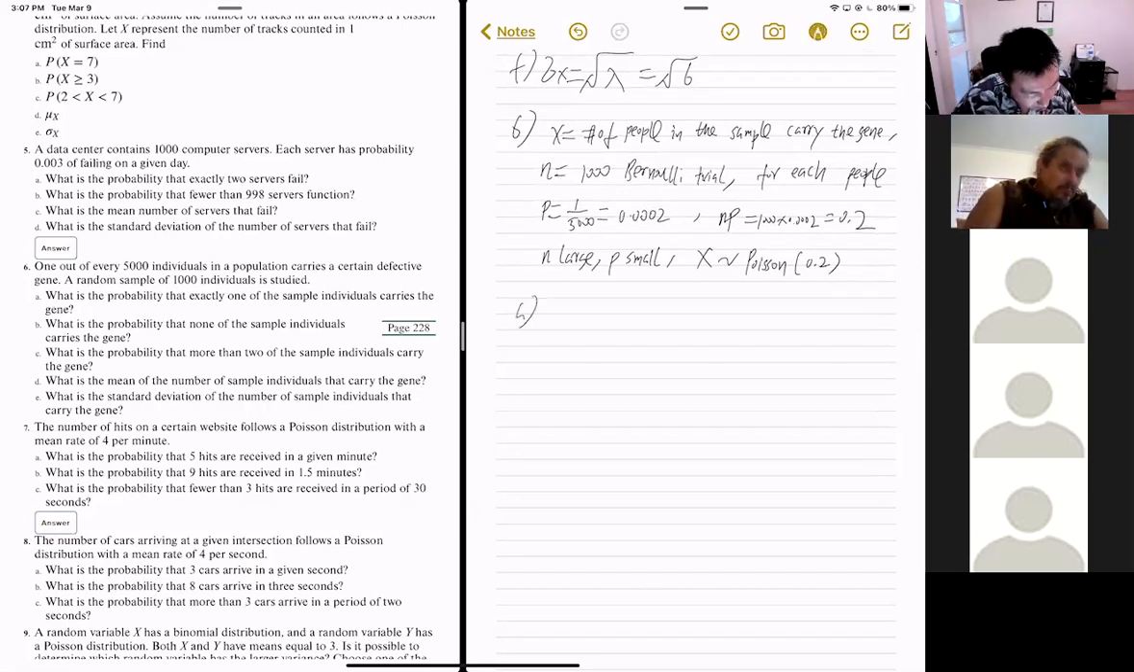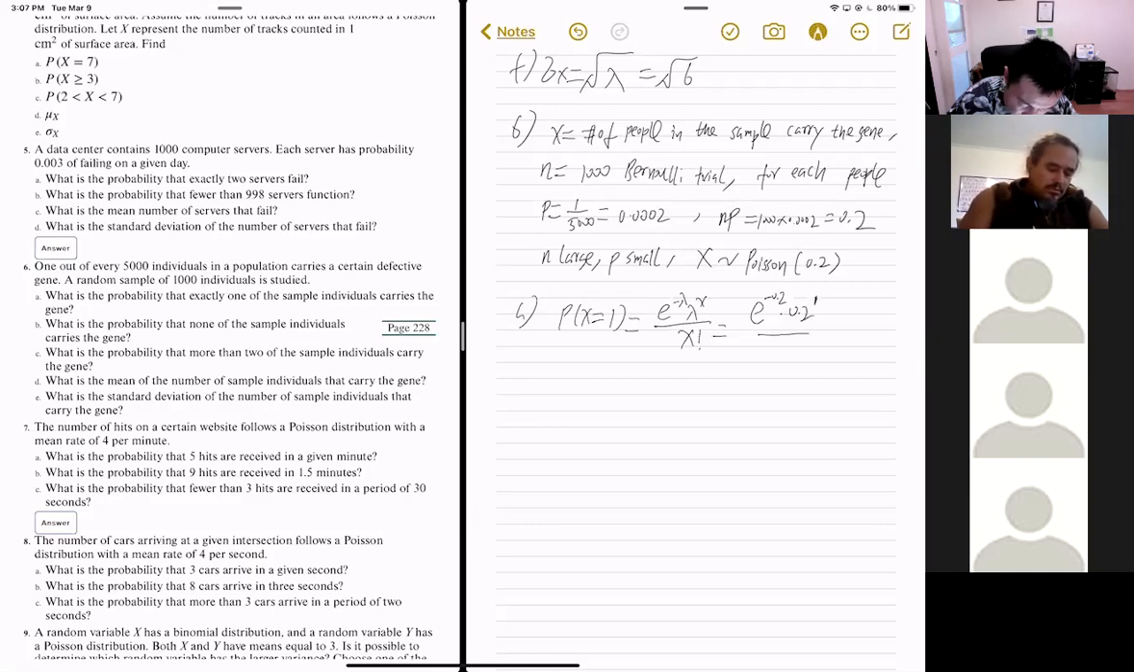A, what is the probability that exactly one of the sample individuals carries the gene? So that is equal to P(X equal to 1). Plug in the Poisson distribution function: e to the negative lambda, lambda is 0.2, 0.2 to the power of 1 over 1 factorial of 1.